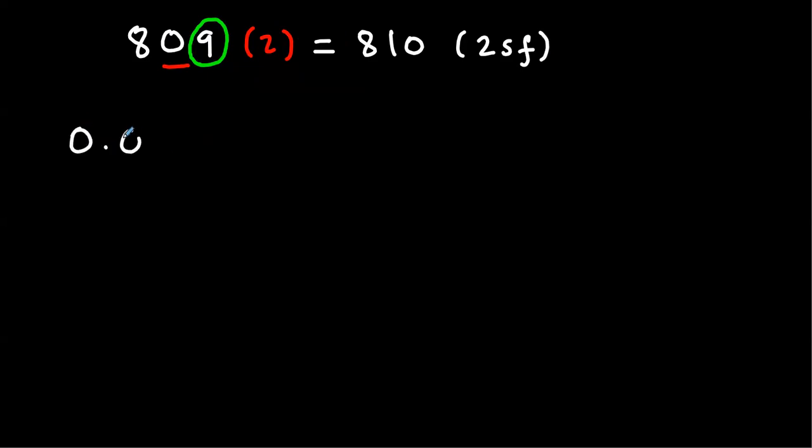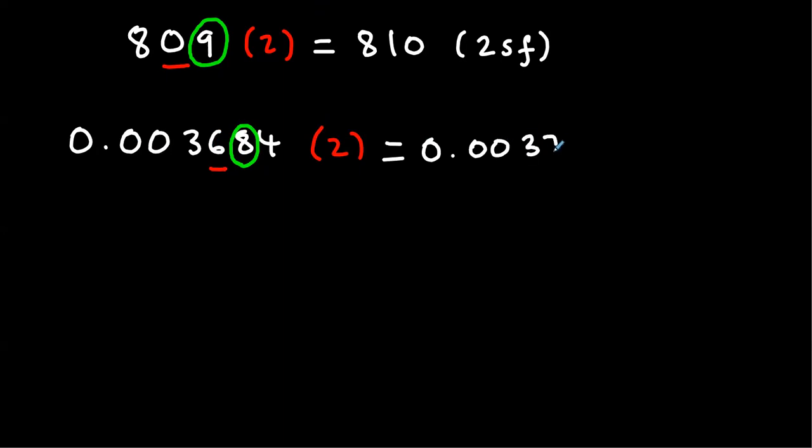Let's try rounding 0.003684 to two significant figures. We start by going to the second significant figure, which is 6, and then we look at the next digit along, which is 8. Now, because that digit is 5 or more, that means the 6 rounds up. So this becomes 0.0037 to two significant figures.